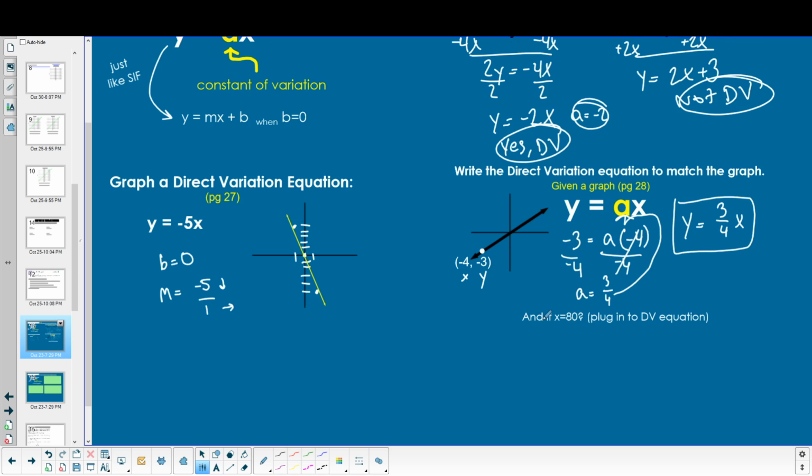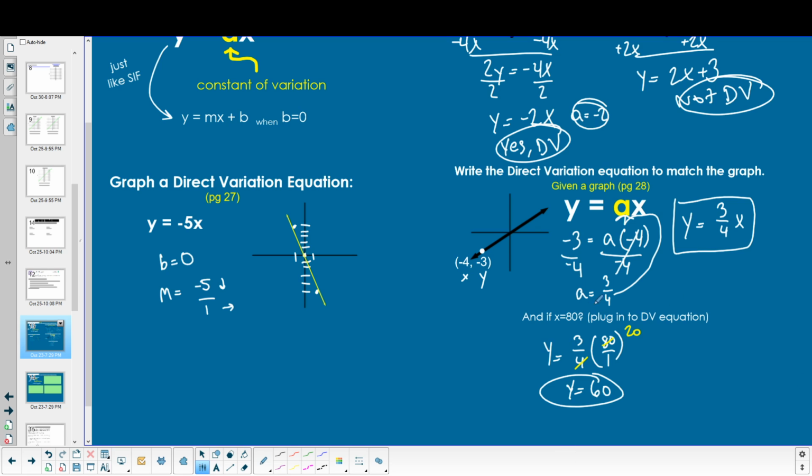All right, now it also says if x was 80, what would y be? Well, we're going to go ahead and plug it in. y equals 3/4 times 80. Okay, we can go ahead and cross simplify here. This becomes 20, and then our answer is 60. y equals 60. All right, so when x is 80, y is 60.